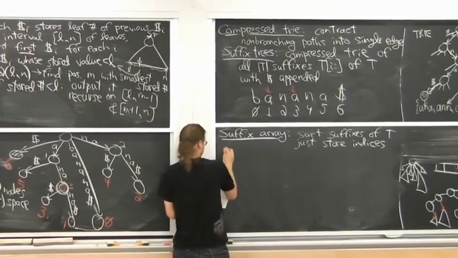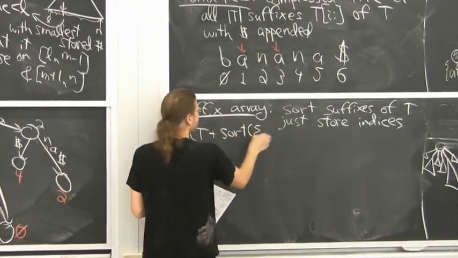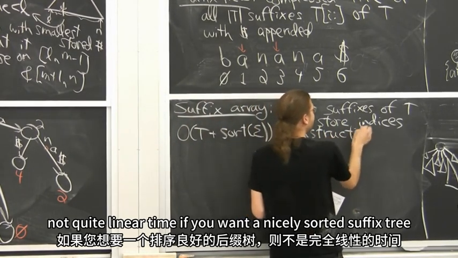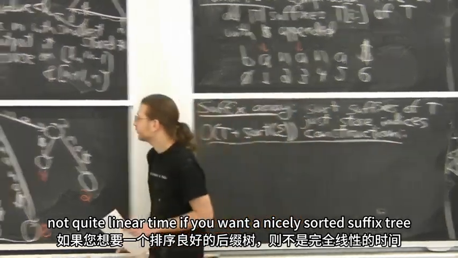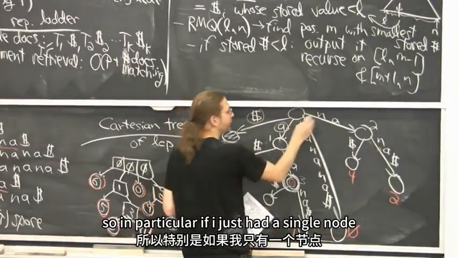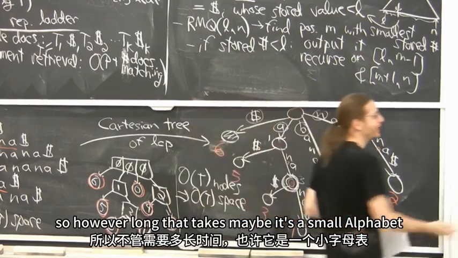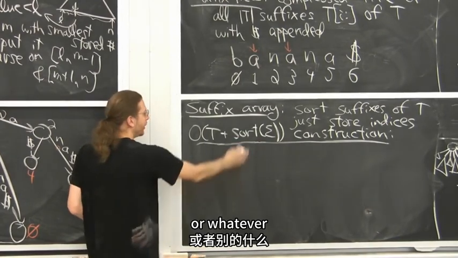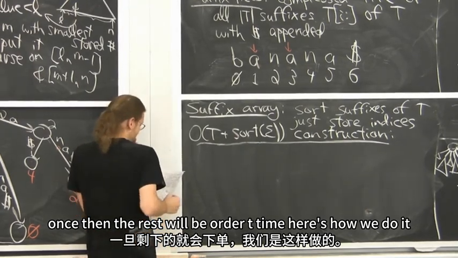So we're going to do not quite linear time. If you want a nicely sorted suffix tree where all the children are labeled here, in particular, if I just had a single node, I have to be able to sort the letters in the alphabet. Okay? However long that takes, maybe it's a small alphabet, you can do linear time sorting by radix sort or whatever. However long that takes, we do it once, then the rest will be order t time. Here's how we do it.